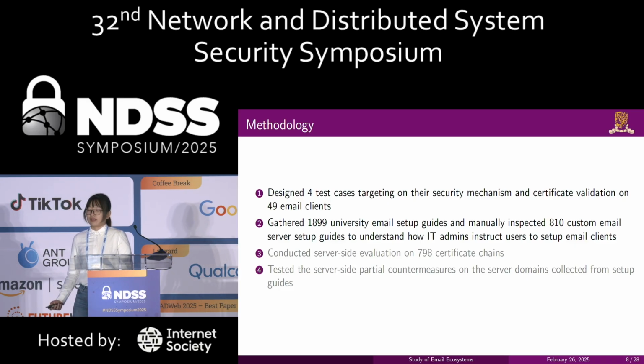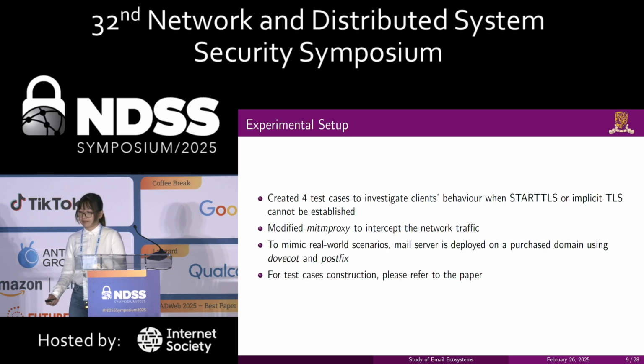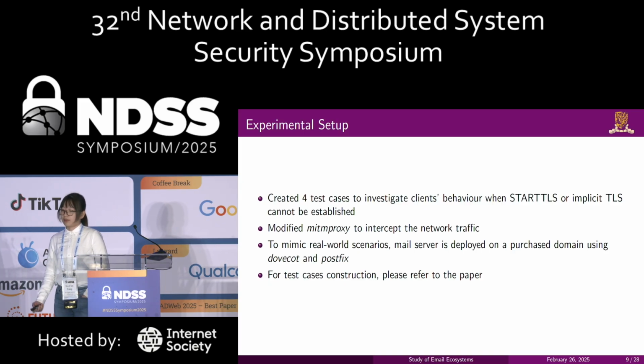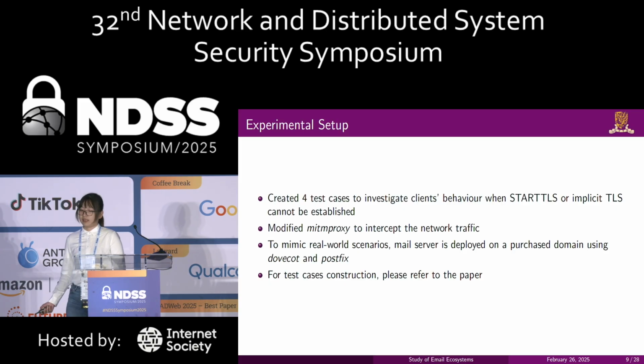We also gathered email setup guides from different universities, and manually inspected around 800 of them to see how IT admins guide users in configuring email clients. We also did some server-side evaluation, and more details can be found in the paper. For the first part, evaluating the clients, we created 4 test cases in total to see how the clients respond when both STARTTLS and implicit TLS cannot be established.